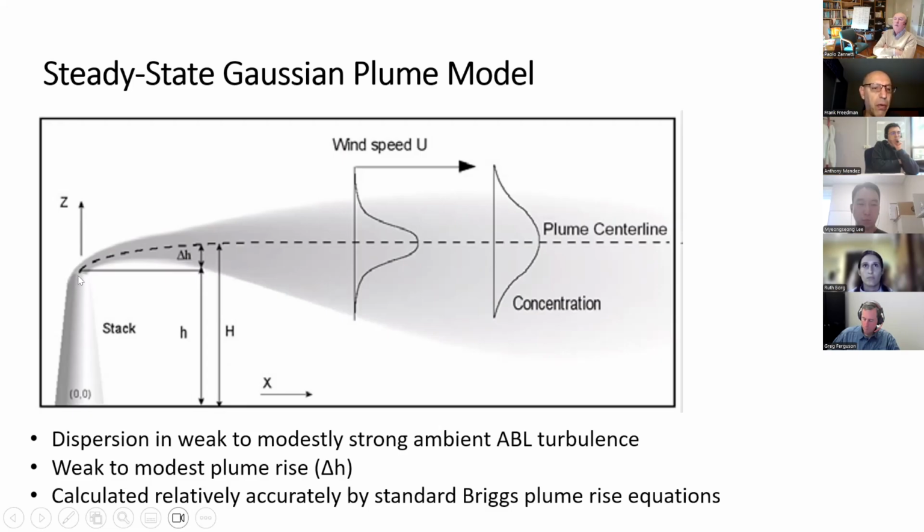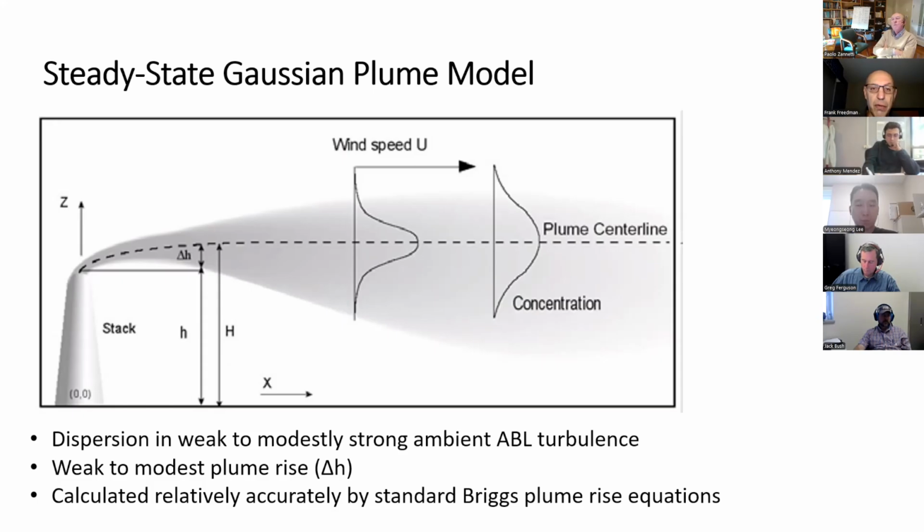That's how much the plume rises above the release height before it reaches kind of a constant height. And so delta H is what's modeled in, say, a plume rise calculation. For Gaussian plumes, they have weak to modest plume rise. With a fire, might have very large plume rise. And the plume rise in a Gaussian model is calculated relatively accurately by standard Briggs plume rise equations that were developed in the late 60s and early 70s from some of the Tennessee Valley experiments during that time and other tracer experiments.